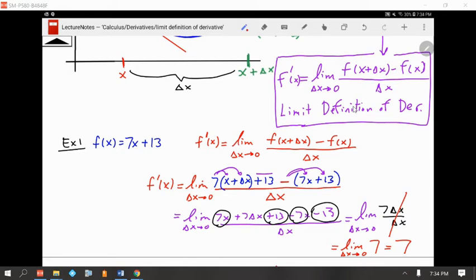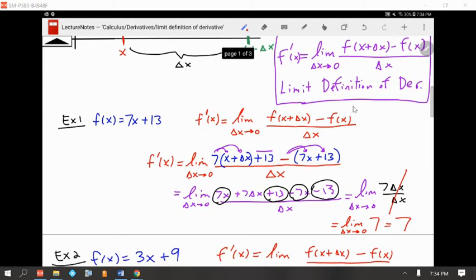But 7, the limit is 7. So I made another example for you to try on your own.